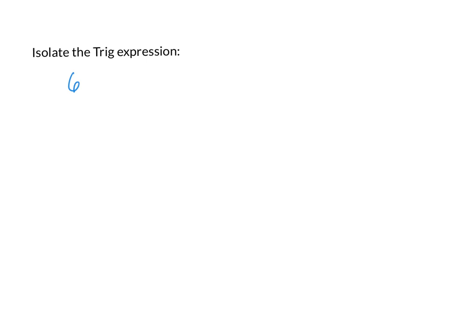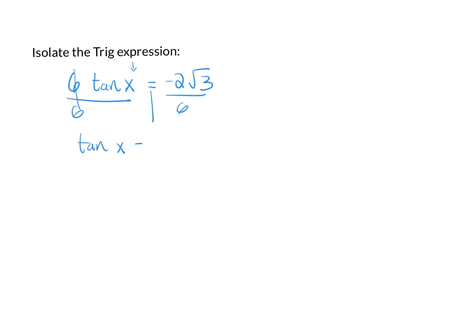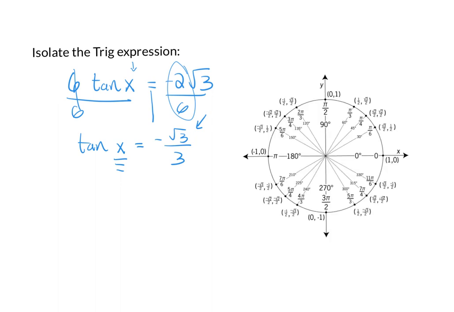So first example, 6 times tangent of x is equal to -2 square root of 3. Okay, so our goal is to solve for x. So let's divide both sides by 6. So now I have tangent of x equals, this can simplify, so negative square root of 3 over 3. Okay, so knowing the unit circle, we should figure out at what radian we get negative square root of 3 over 3.